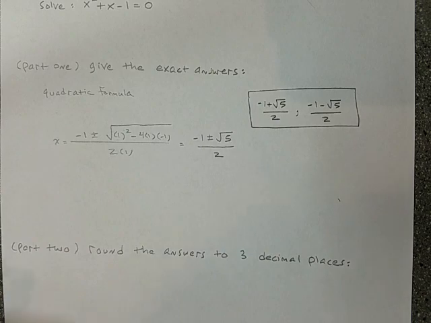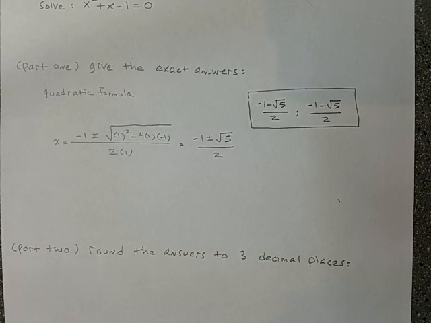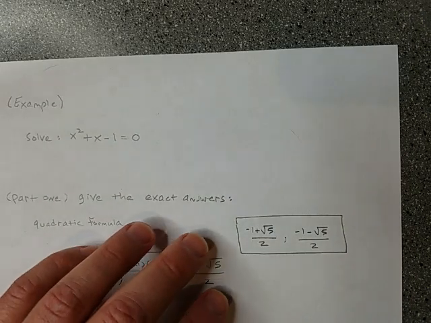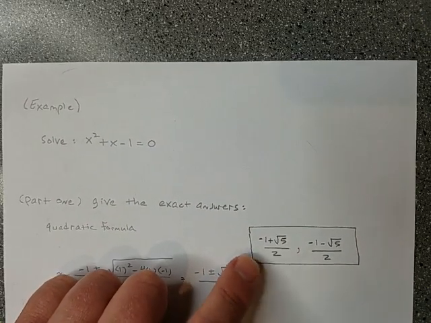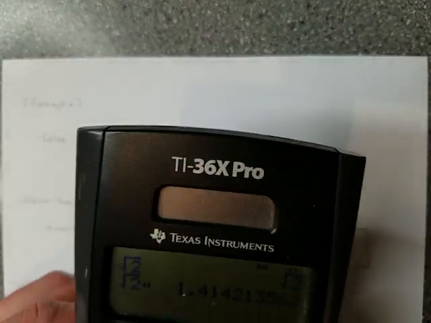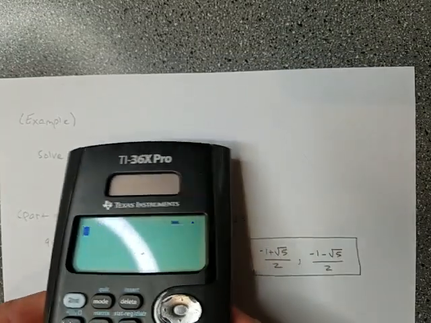Now, take my exact answer, round to 3 decimal places. Well, that's just going to involve using the calculator and getting it to 3 decimal places. So let me show you how we can do that. Okay, there's my exact answer. That's perfectly correct, all right? But I'll just do like this. In my calculator, here's how I'll do it.